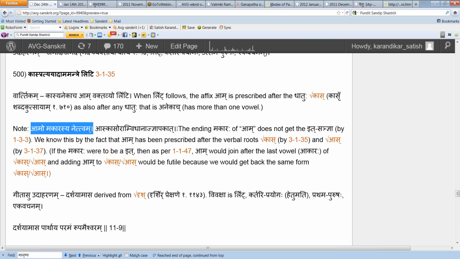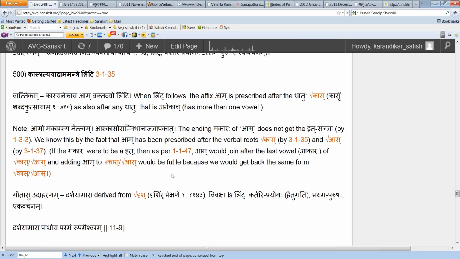So for any statement of Siddhanta Kaumudi, you have to pay close attention to what Bhattoji is saying. So what he's saying here is that amaha makarasya na itvam, netvam, means the makara of am does not get its sanya. Why is that? As kasoho am vidhanat jnapakat. By the fact that Panini has prescribed am to as and kas, that becomes an indication, jnapakam, a hint that the makara of am cannot be an it. If it is an it, it will not make any sense. You will get the same form as and kas back again.